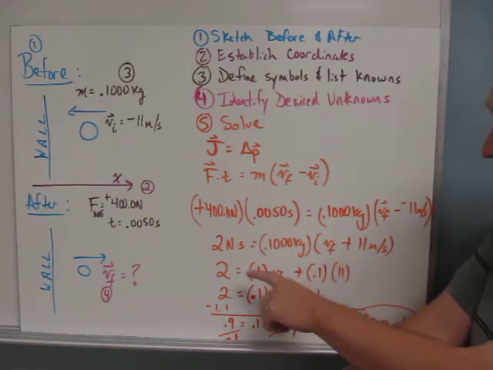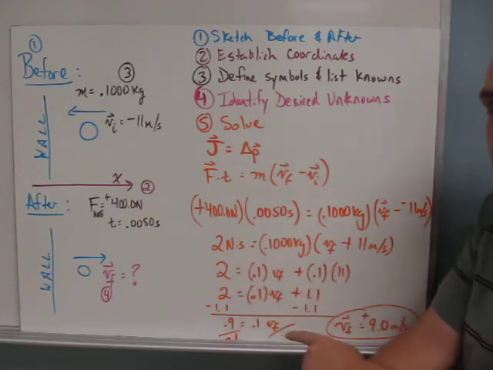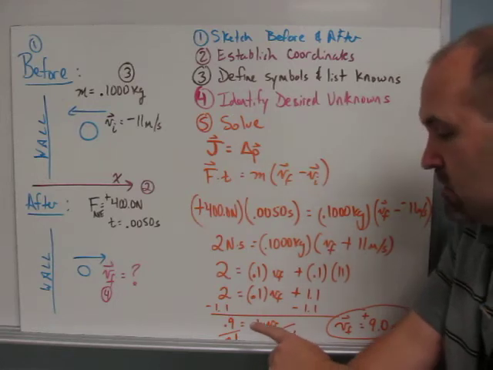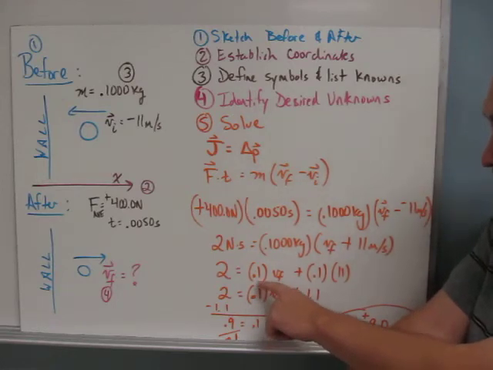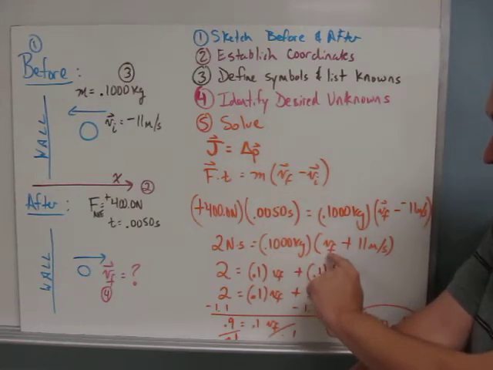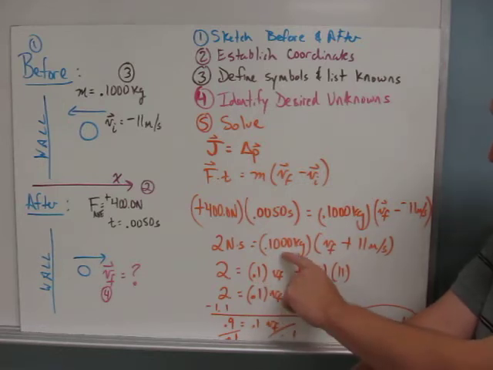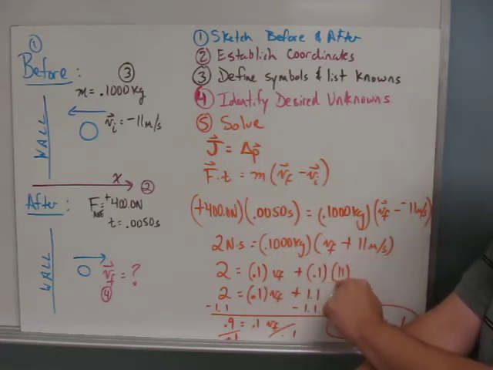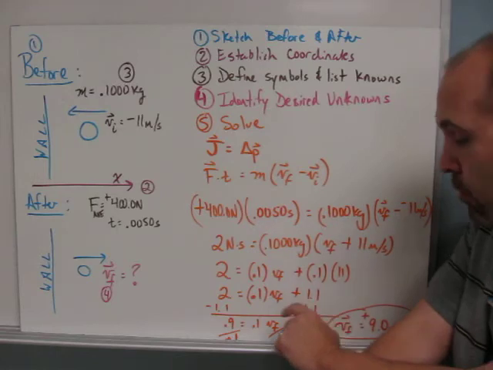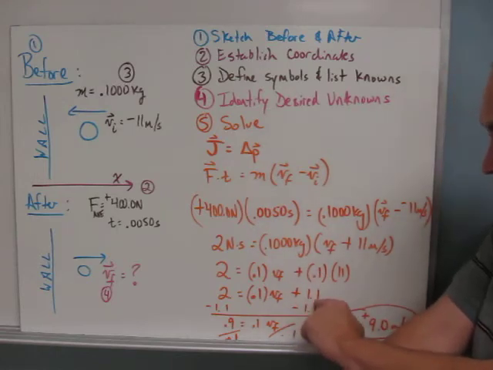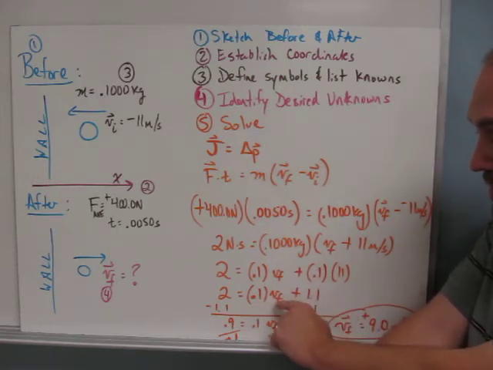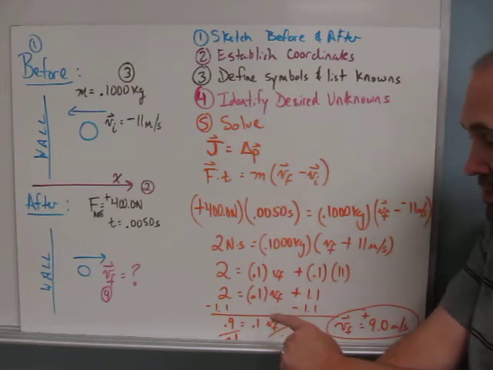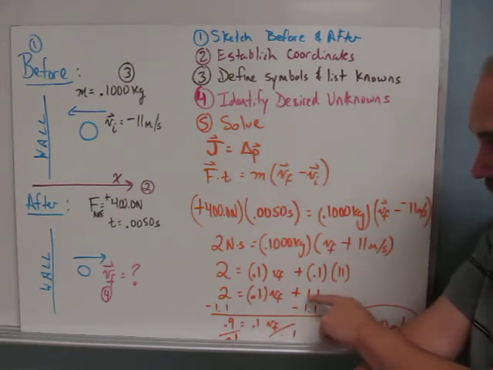And then I went ahead on the next line, I said 2. I dropped the units because it was going to get too busy, but they're still there. I went ahead and multiplied 0.1 times VF, and then I did 0.1 times 11, and 0.1 times 11 is 1.1. And I still have 0.1 times VF, and that still equals 2. So now I'm down to this line right here, and I need to solve for VF.